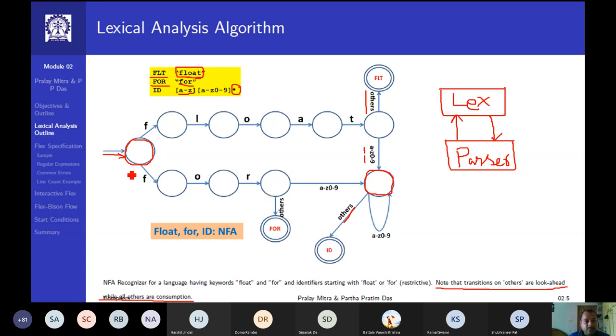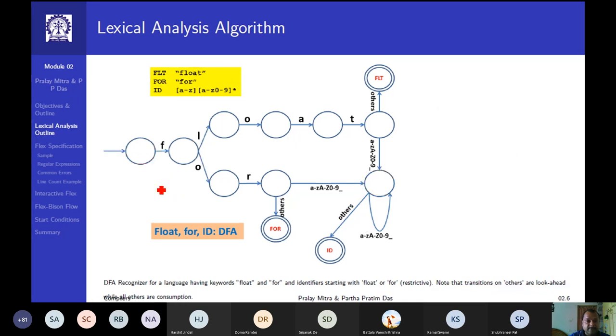Third one is for, with F first, O next, R next. Again, similar to FLOAT, if I have others, then I will go to the final state for my token class. If it is something else, A to Z, 0 through 9, then I will go here, a self loop may occur, and because of others, I will go to ID. Right? Now this is my NFA. That's why after the start state, upon seeing F, either I am going here or here.